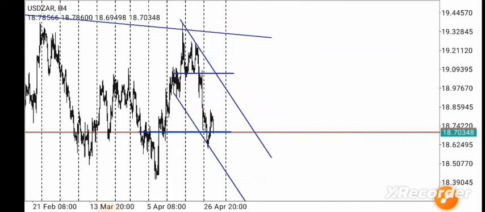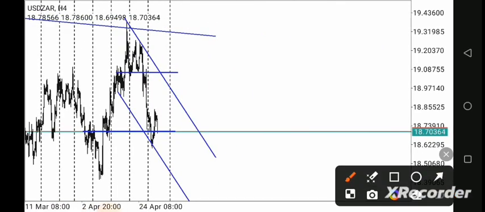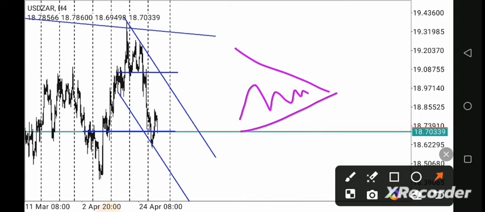But just in closing, remember that in regards to the bigger time frames, we have the triangle, right, and price is in between, and what we're waiting for is a breakout of sorts, right?